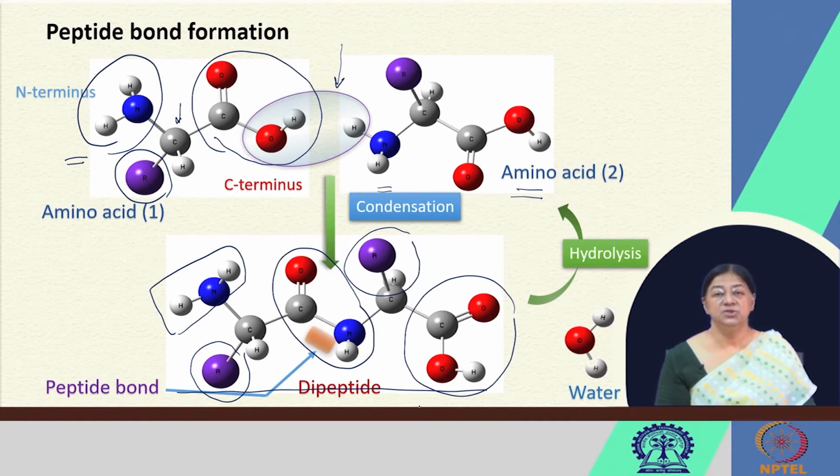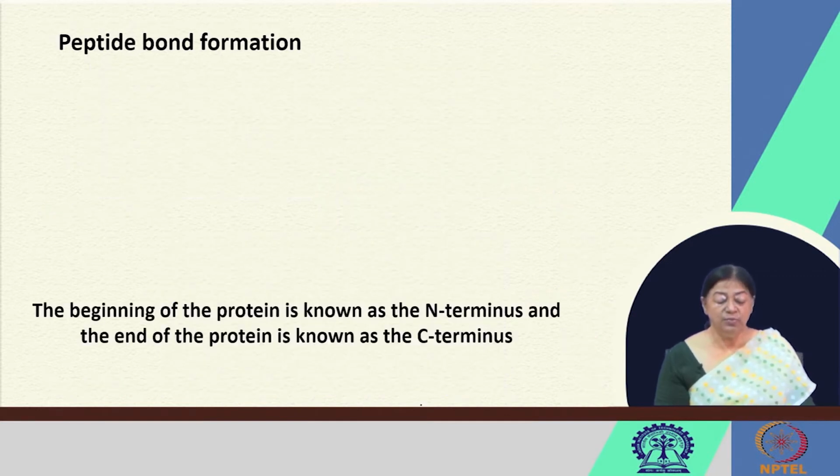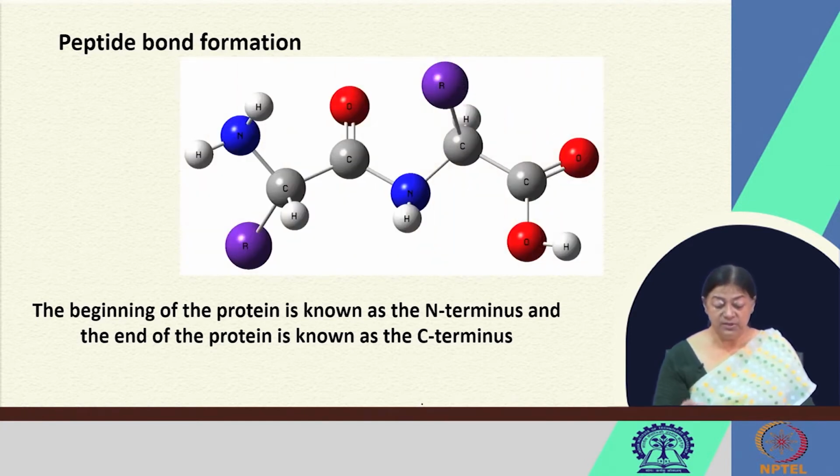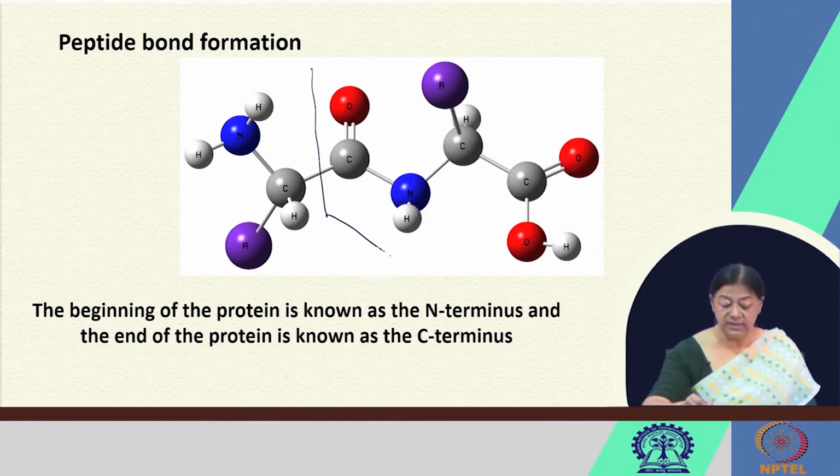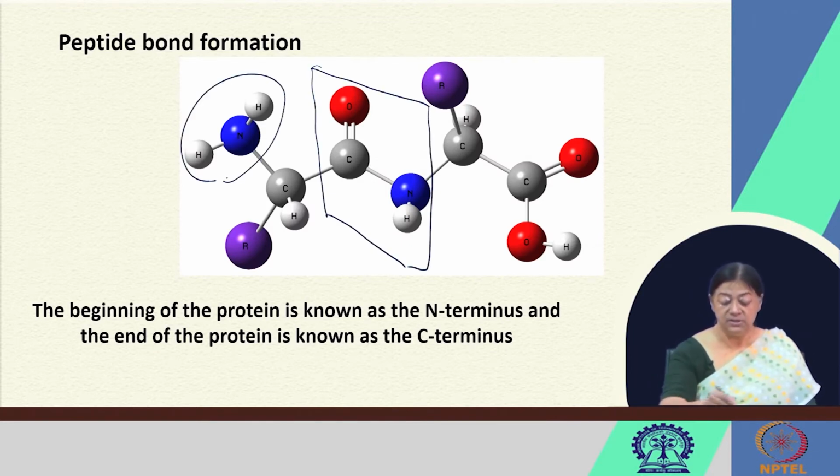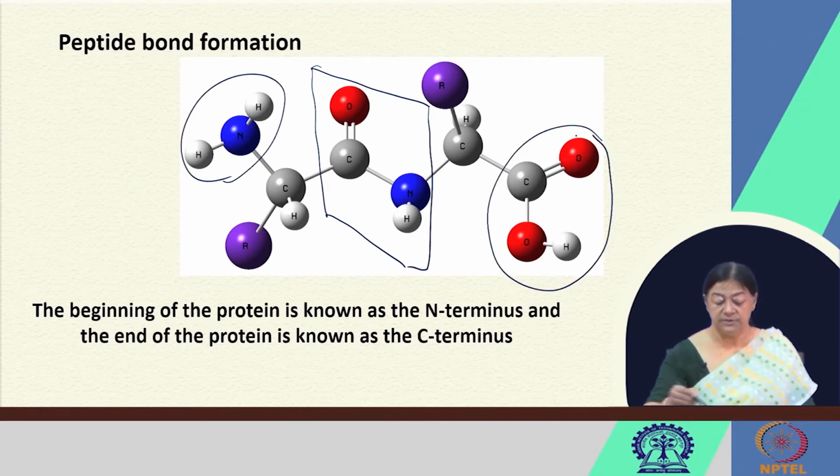Now, this is extremely important in understanding how peptide bonds form and how the sequence of the proteins is maintained. So, now that we have the peptide bond formation, we understand the beginning of the protein is known as the N terminus and the end of the protein is known as the C terminus. So, what we understand now is that this is our peptide bond, the amino terminus, and the C terminus.